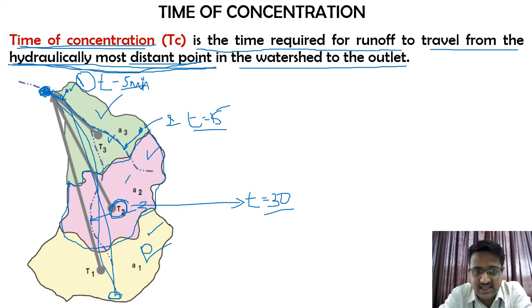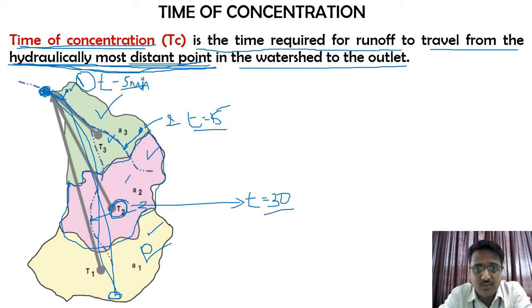No, it is not only the length of travel. Apart from that, the slope, the ground quality, the perviousness of that soil, along with whether the vegetation is there, the compactness, the wind, temperature, humidity. So all these factors are going to be included for the hydraulically most distant point.